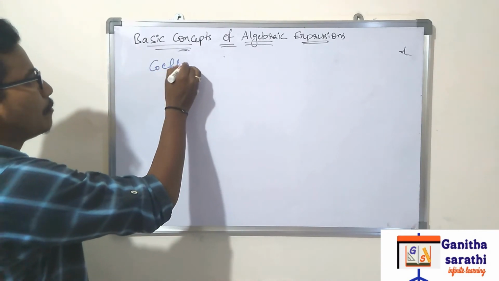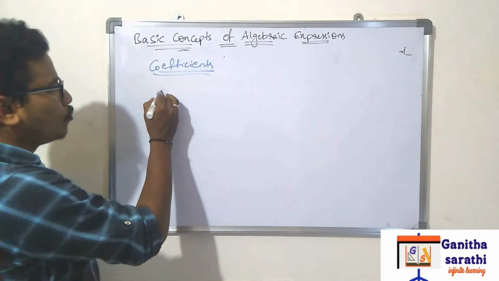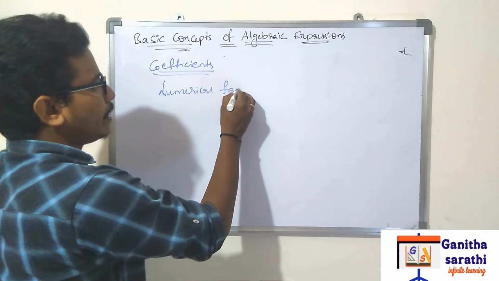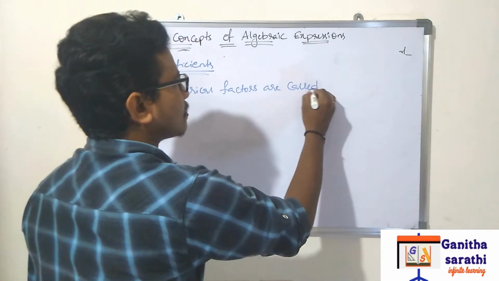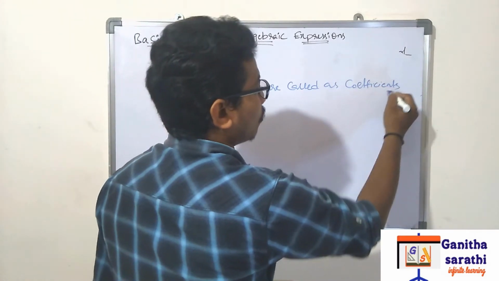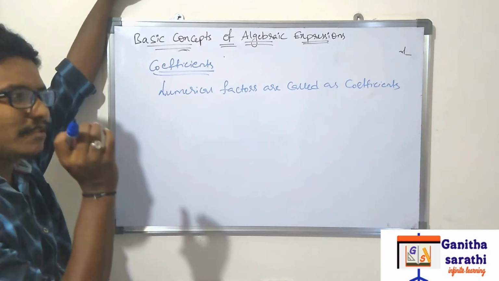Coefficients. This is very important. Numerical factors are called coefficients. We know that. But another topic is there. First, what is meant by numerical factors, what is meant by coefficient?